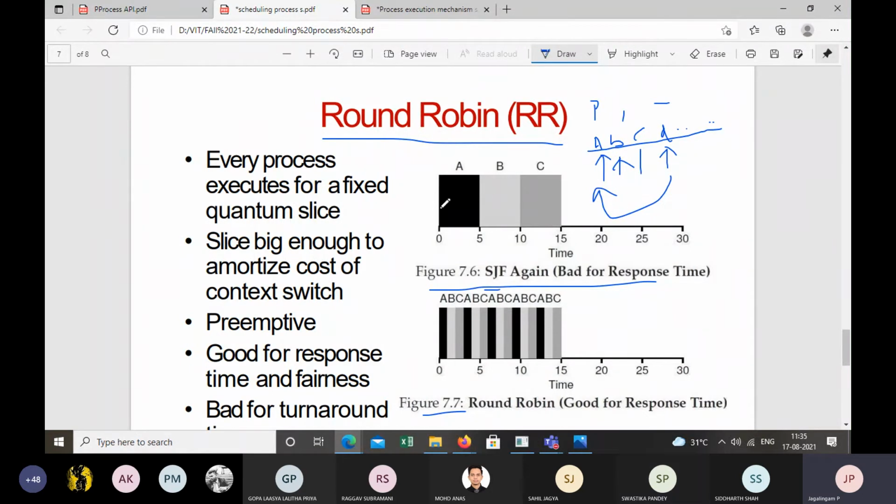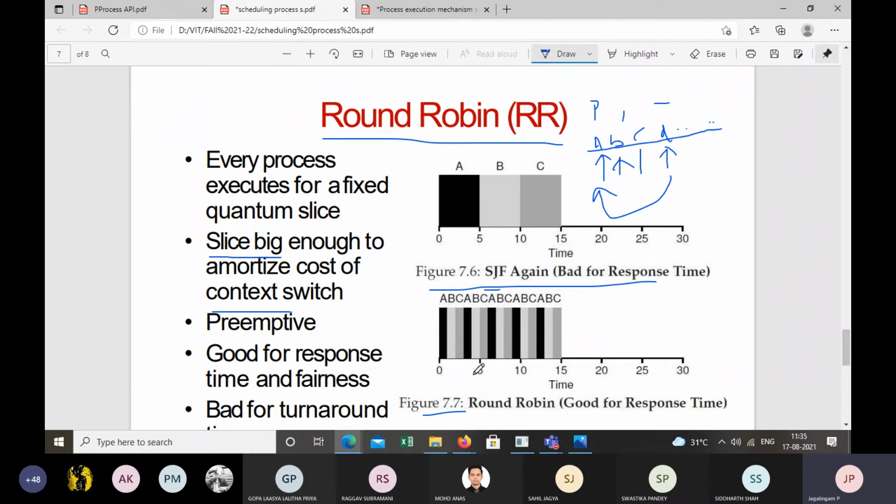Excuse me, sir. So in this situation, we are switching multiple times, so it will take a lot of time. Exactly. That is what your second bullet point says, right? But before that, let me tell you what the mechanism of round robin is.